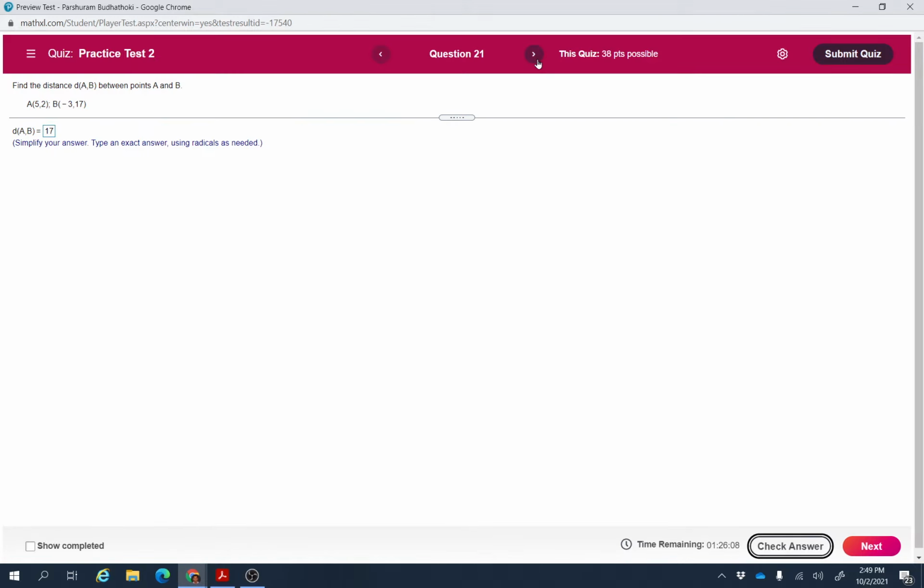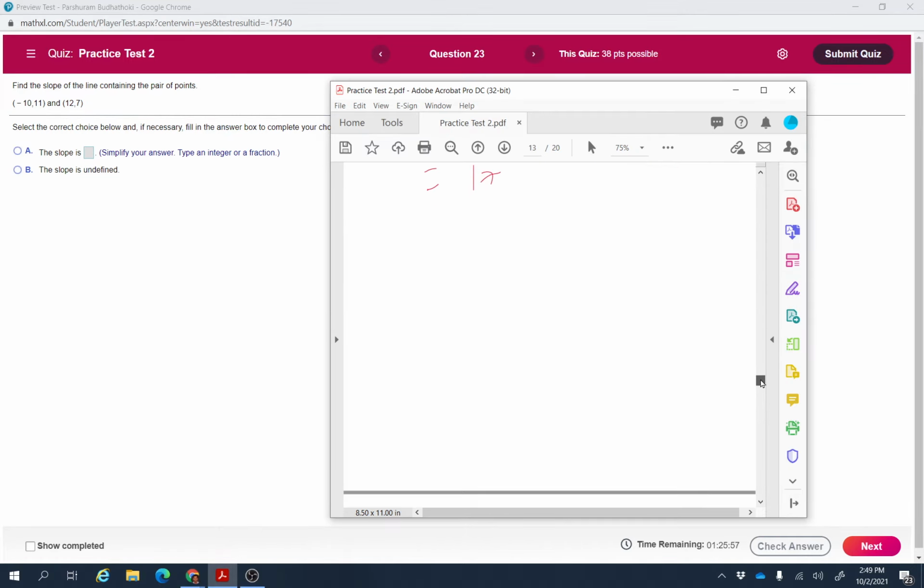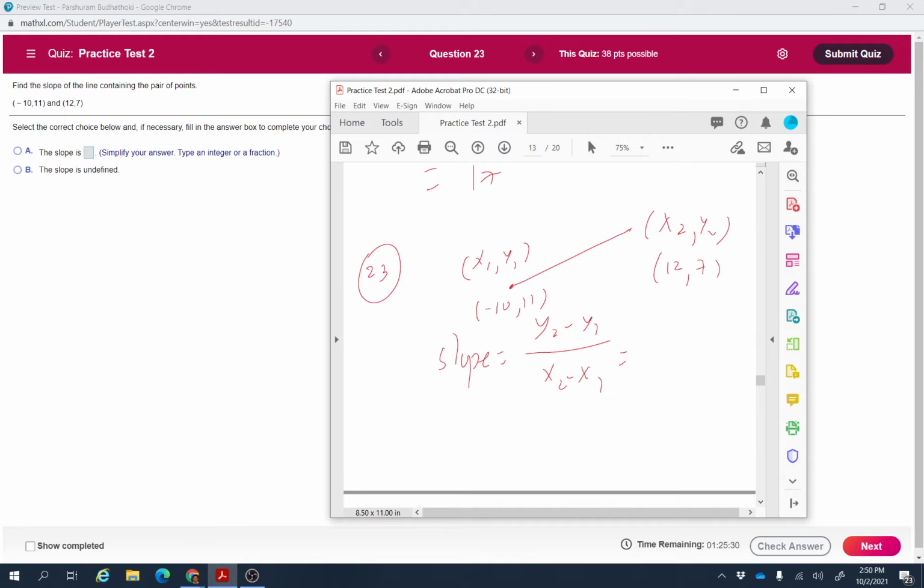Okay, very same question. I'm going to skip that. Find the slope of the line containing the pair of points. You have to know the formula for this. This is problem 23. The formula for the slope of the line passing through 2 points, let's say the same thing, x1 y1 and x2 y2. The formula for the slope is the difference between the y coordinates over the difference between the x coordinates. So in our problem, let's say the first point is negative 10 comma 11. The second point is 12 comma 7. Plug the values.